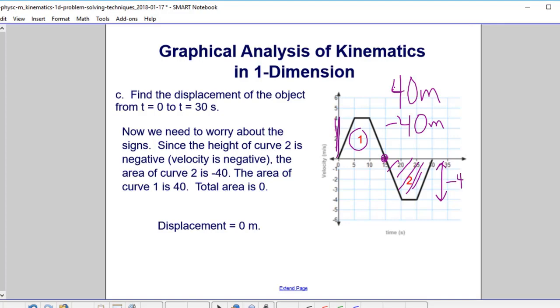If we plug it into the equation, and we care about the signs now because it's displacement, our total displacement will be 0. We're back where we started from. In the first part, we moved away from our position in the positive direction, turned around at this point, and started moving back with the same velocities for the same amounts of time. So we wound up back where we started. Displacement is 0 meters.